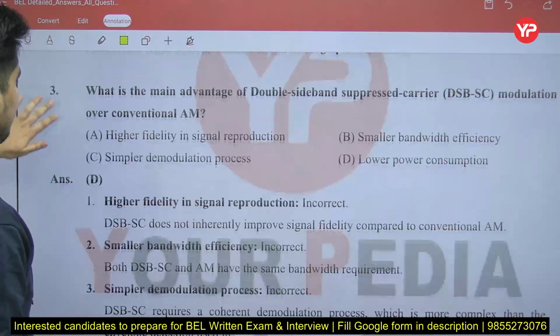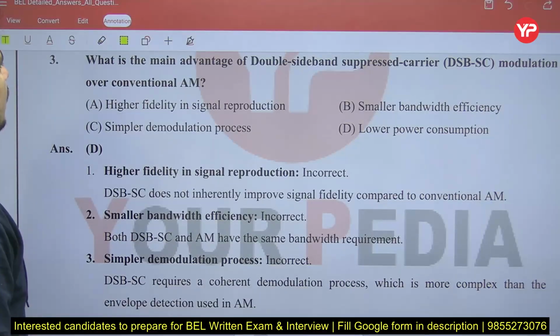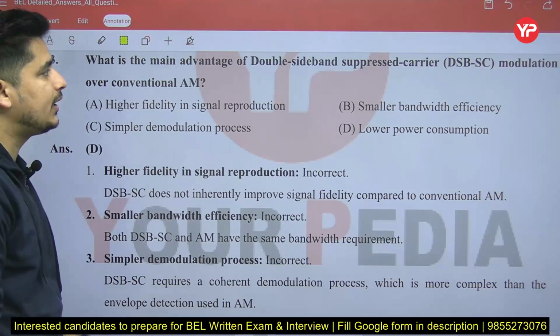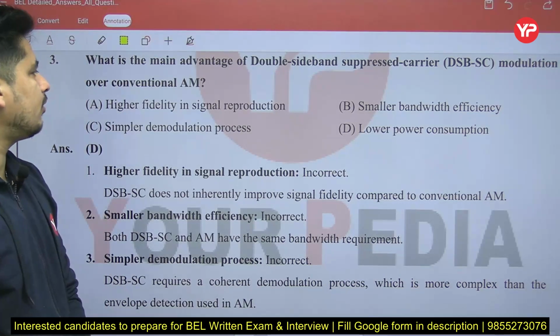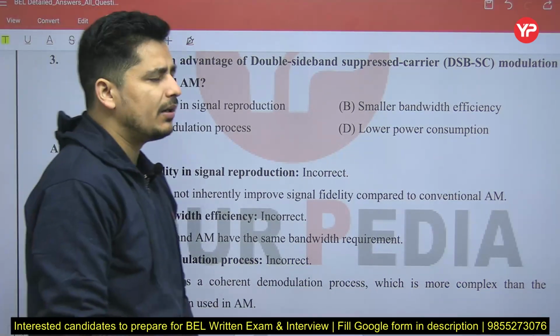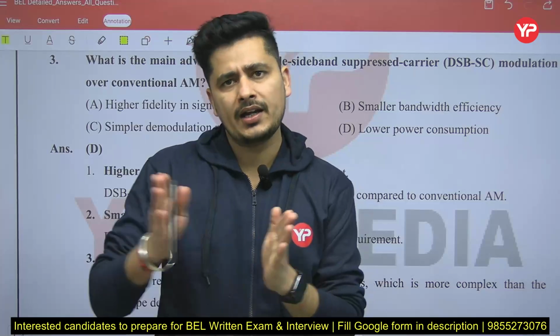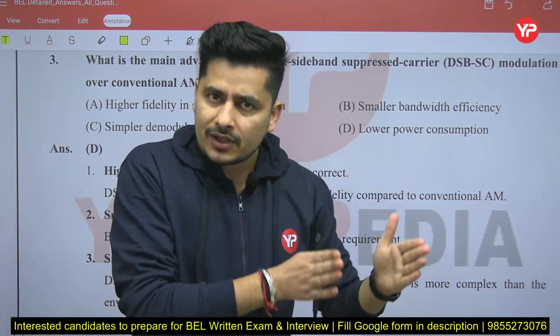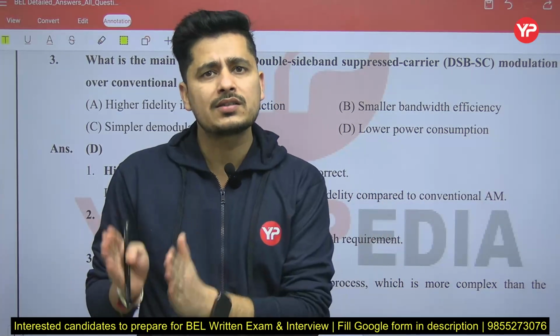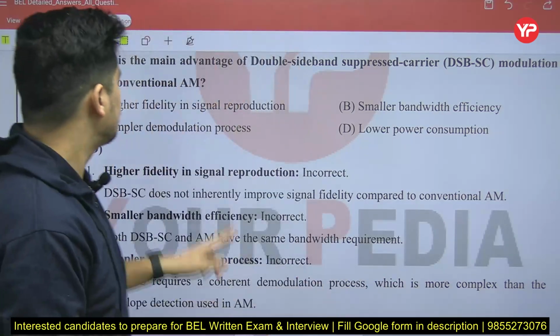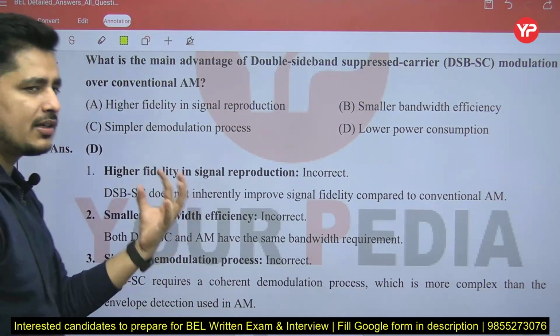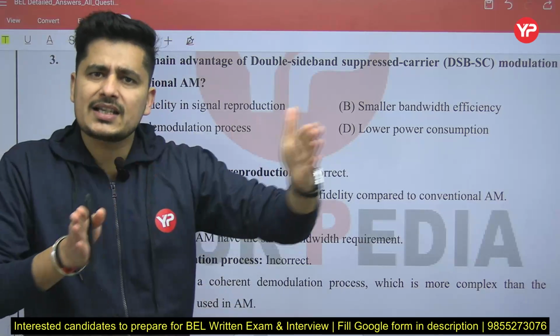Next question. Here is the detail, you can check. I already mentioned everything. What is the main advantage of double sideband suppressed carrier modulation over conventional AM? See, conventional AM and DSB both have the same bandwidth, there is no change in the bandwidth. So he is asking what the main advantage is. The main advantage is that we suppress the carrier.